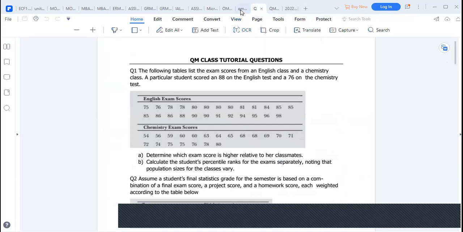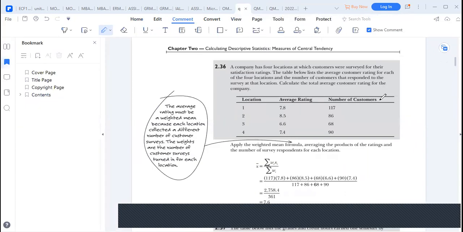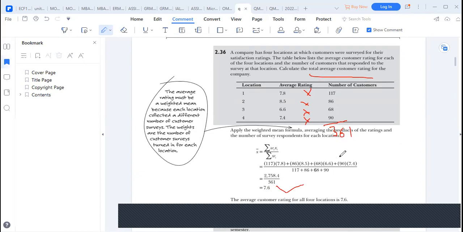All right. So we have 4 locations, and these locations have an average rating as follows, and the number of customers as follows. We're asked to calculate the total average for the company. So we just simply multiply this times that, this times that, this times that, this times that, and you total up the numbers here. These total numbers come to 361. So multiply this by that, plus that, you divide by 361. The average is 7.6. So don't total the average ratings, total the number. That is what you divide by.